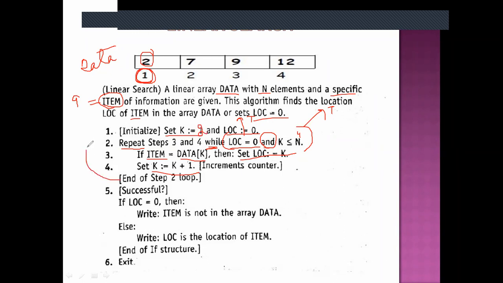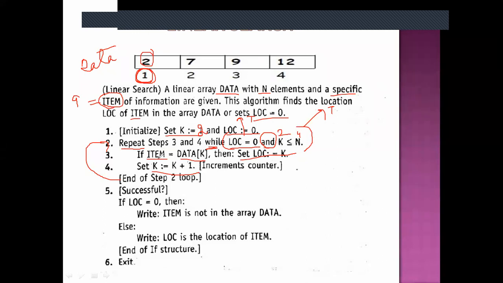K will become 2. Again I'm going to the while loop because this is the end of the while loop. Again I'm checking: location is equal to 0? Yes, location is still 0. K, 2 is less than or equal to 4? Yes, both are true.